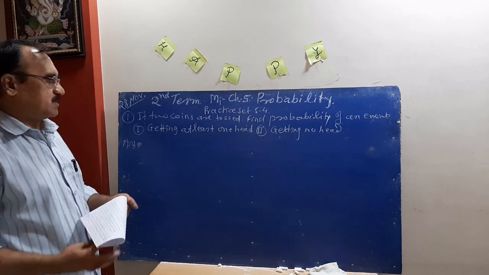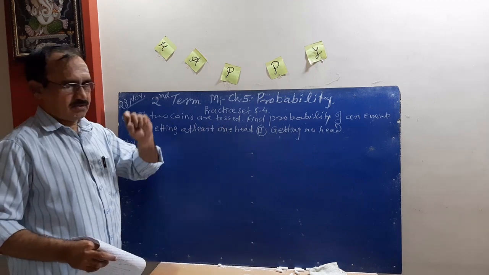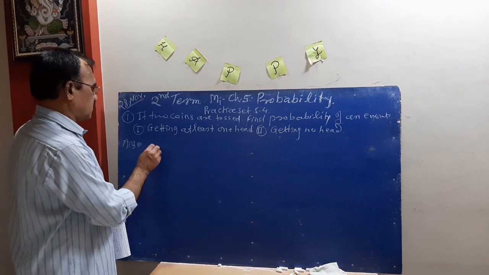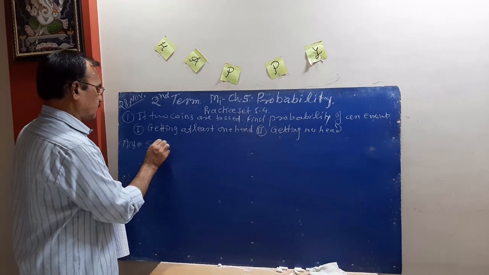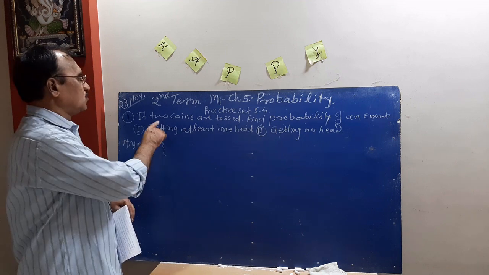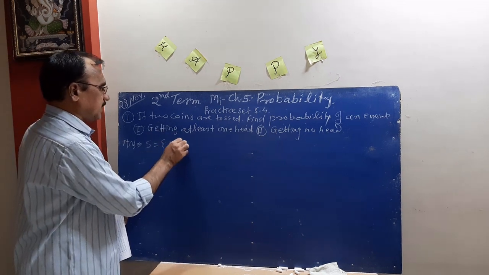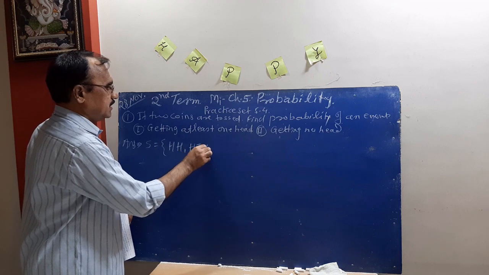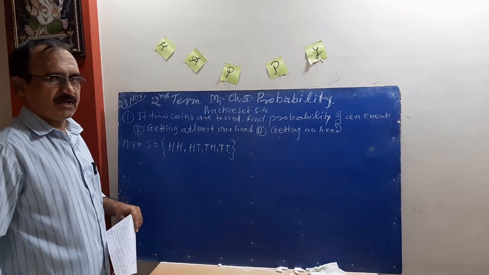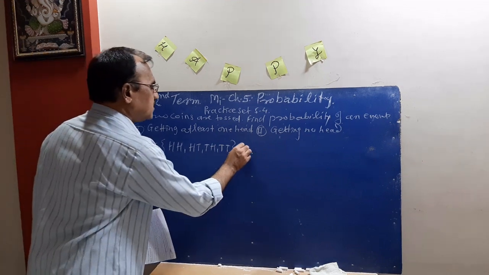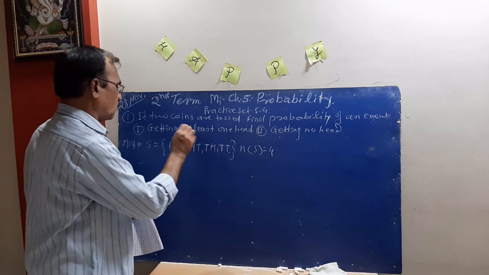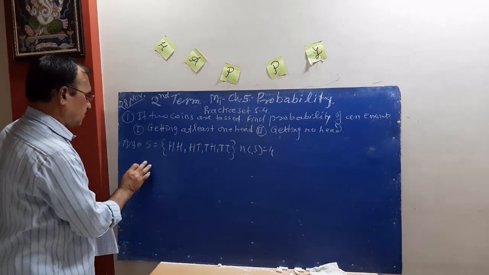What do we have to write first? If two coins are tossed, we first have to write the sample space of this random experiment. S is equal to, you know how to write the sample space, two coins are tossed, that means HH, HT, TH and TT. Is it correct? N of S is equal to 4: 1, 2, 3, 4.